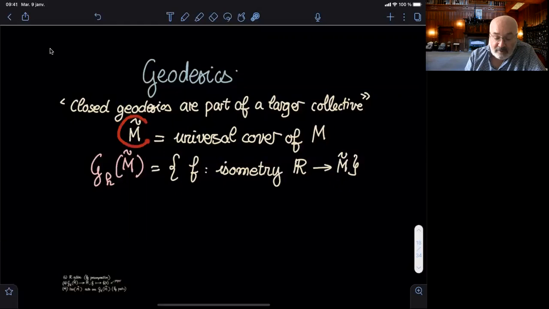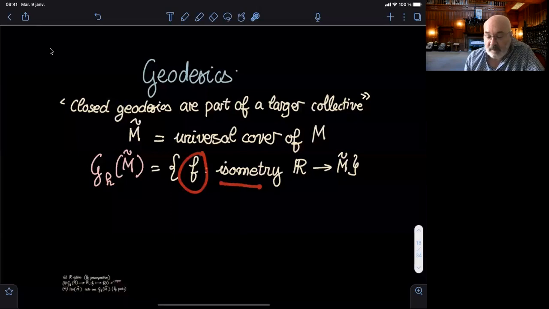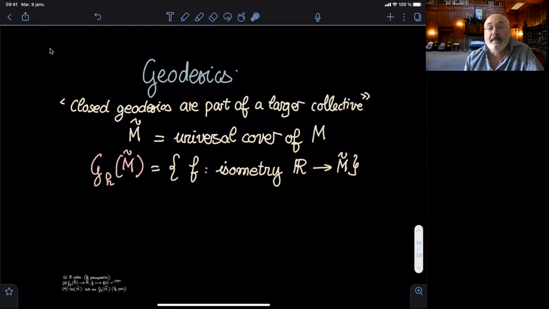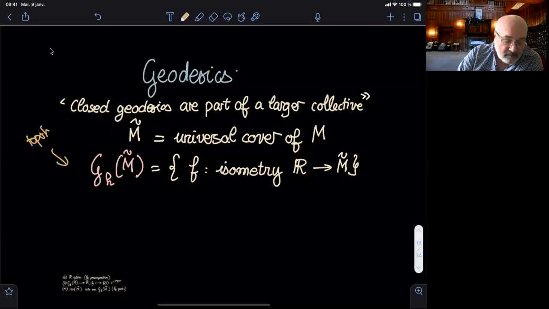You consider the universal cover of M, which I denote by M twiddle. And you consider the space of geodesics, which is the space of isometries from R to M twiddle, preserving the distance. That's the space of all geodesics, and I put a topology on it: the topology of smooth convergence on compact sets.